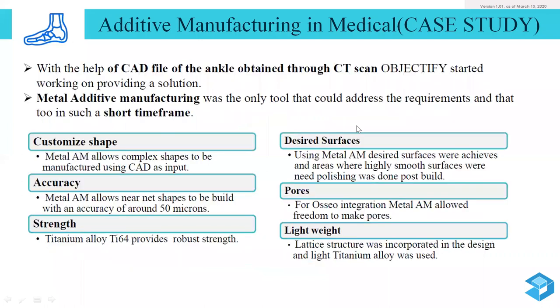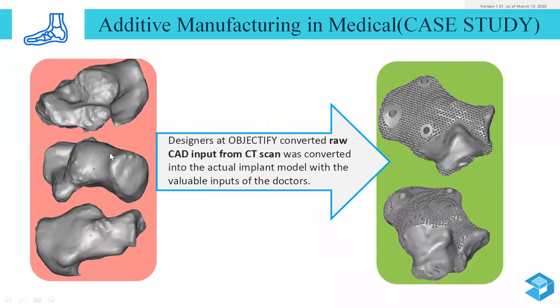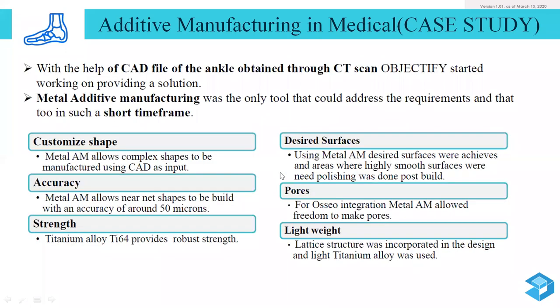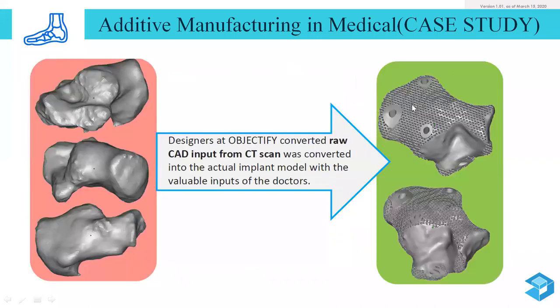What we did was we did a CT scan. This is the CT scan. This is how the CT scan looks. Using the CT scan, we provided certain pores and holes for the screws. And these pores are essential so that osteointegration happens and the tissue has to grow through this part, or else it will become septic.